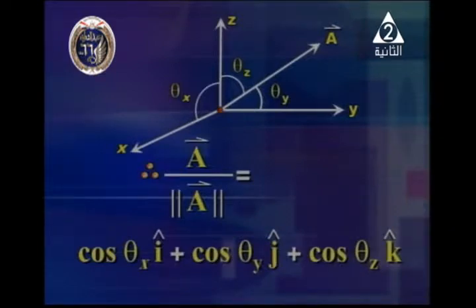Remember, dear students, we can express any vector in 3-dimensional space as its norm multiplied by cosine theta x in direction i plus cosine theta y in direction j plus cosine theta z in direction k. When we find norm A by using this equation, we also divide vector A by it.